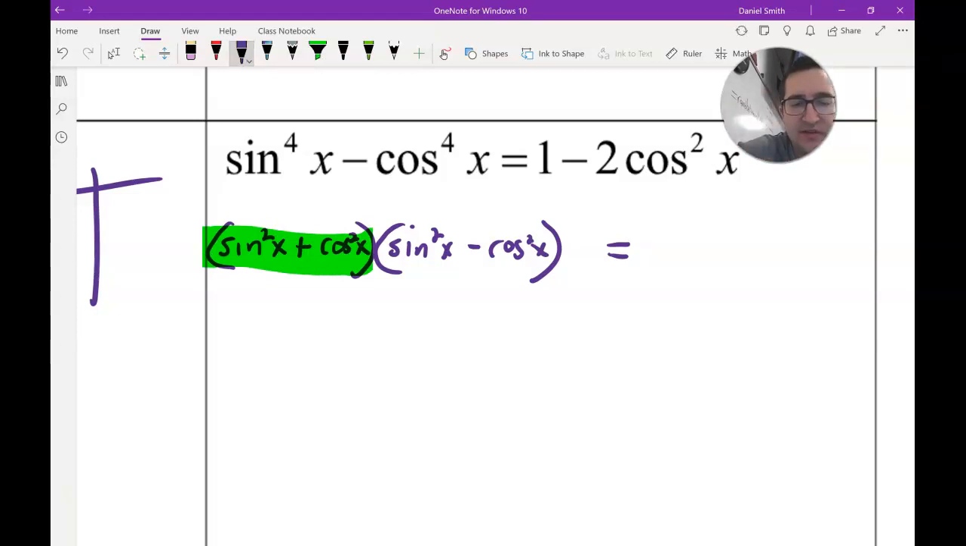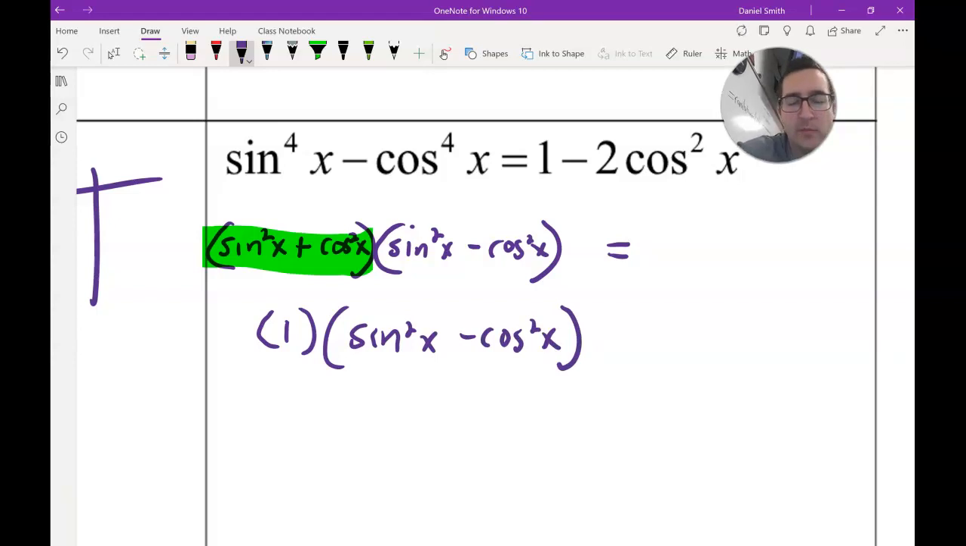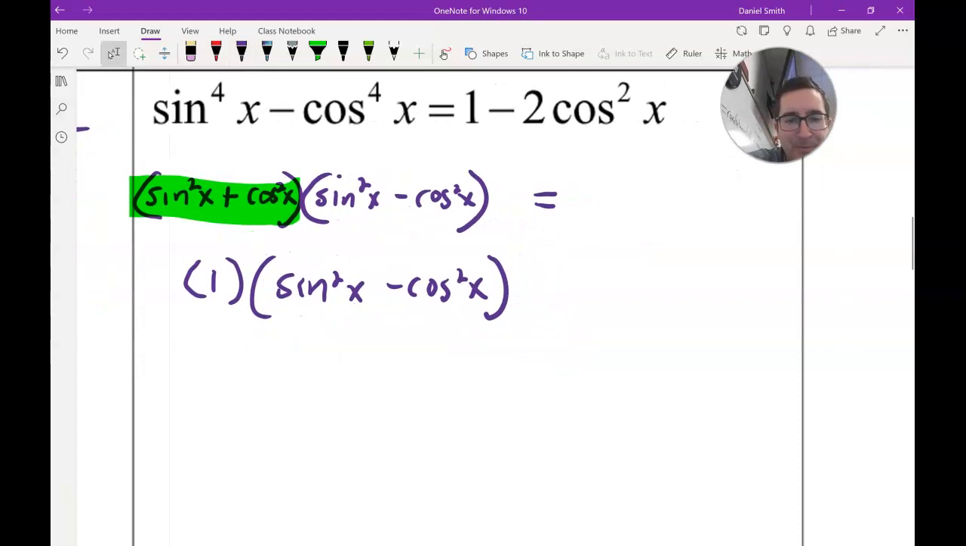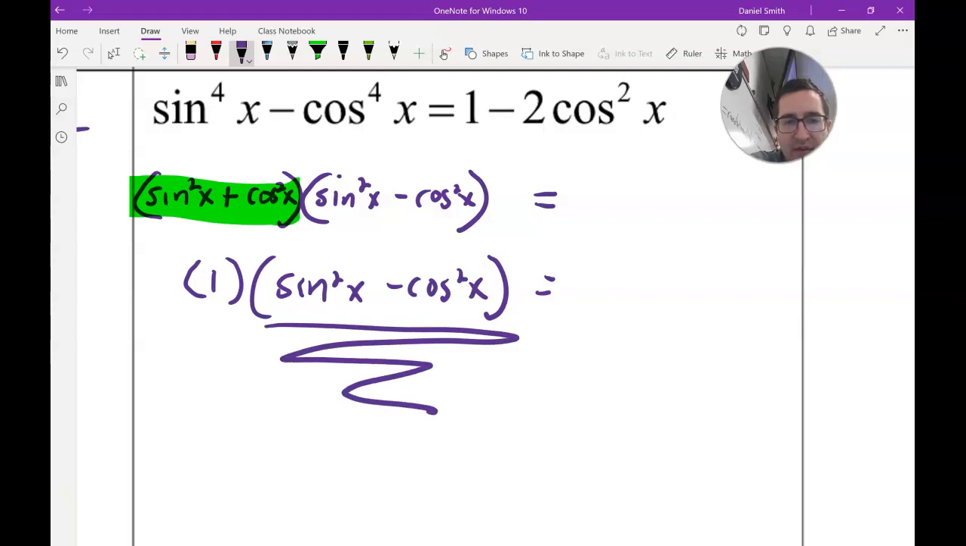Sine squared plus cosine squared is equal to 1. So that just turns into 1. So it might as well just be canceled out, right? I can still show it right there just for one more step, but that might as well be canceled out. So now I need to get this sine squared minus cosine squared to equal 1 minus 2 cosine squared. So what does this have that this doesn't have?